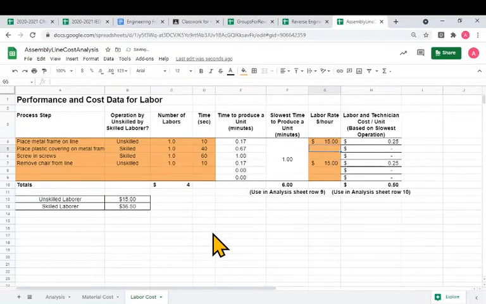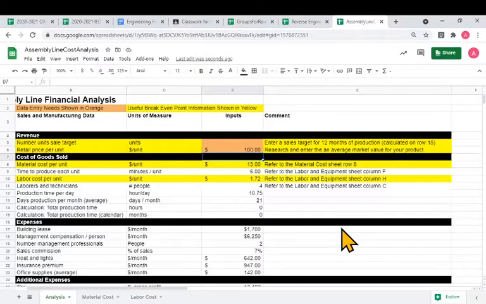And then we'll do the skilled labor. So $36.50 for the other two, like that. And in the end, our labor cost is going to be $1.72. And again, this number is going to be transferred to the analysis tab.